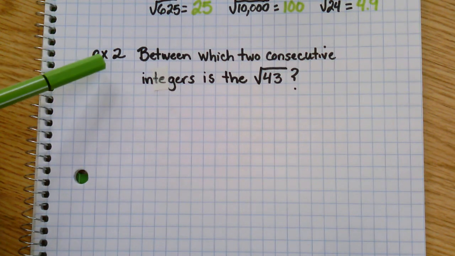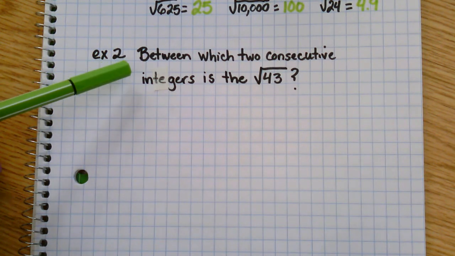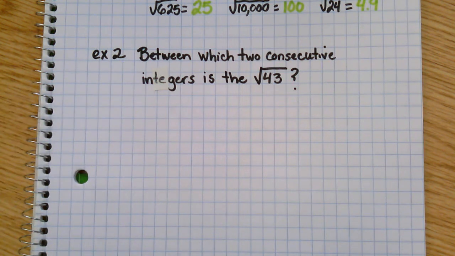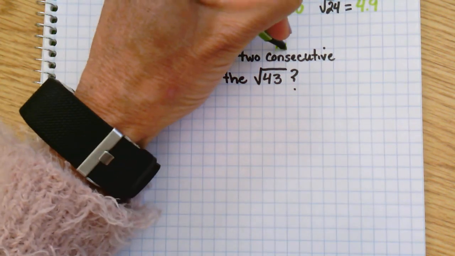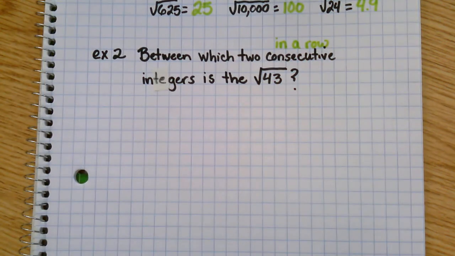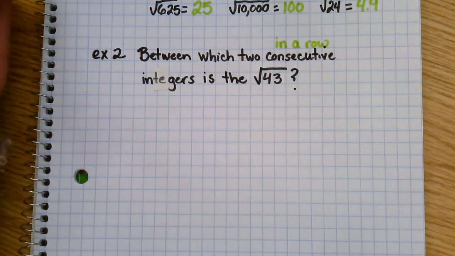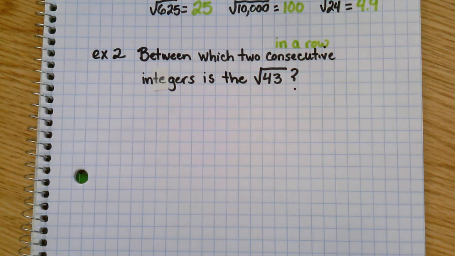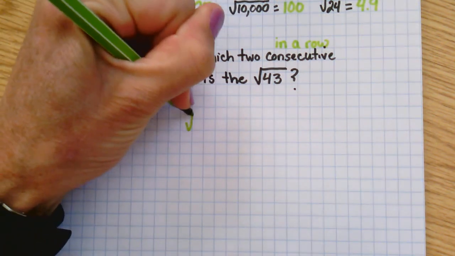Okay, for example 2, we are asked between which two consecutive, and consecutive means the same thing as in a row, so numbers that are in a row like 5, 6, 7, between which two consecutive integers is the square root of 43. So let's think about what we know about perfect squares.